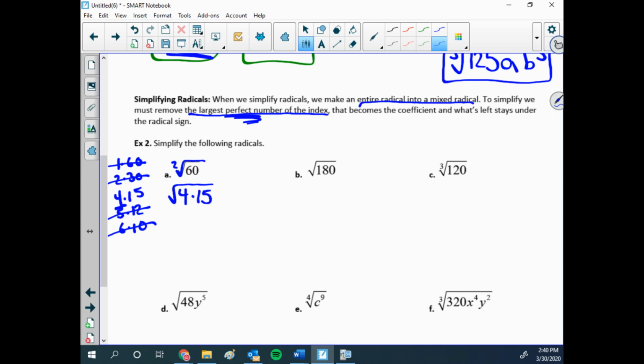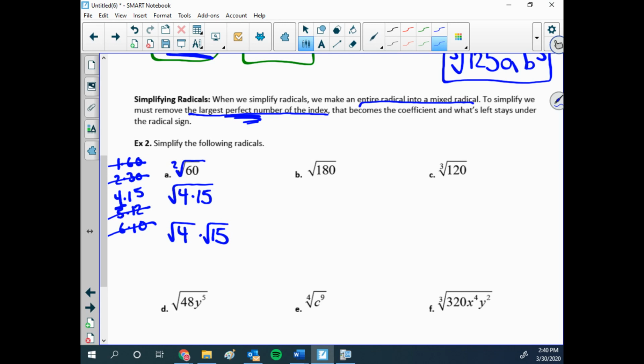I can do that because I haven't changed anything. Rather than saying 60, I just put it as 4 times 15. Those are still equivalent. I have preserved equality, so that's okay. Then what I'm doing is splitting this up: the square root of 4 times the square root of 15. Again, I haven't changed anything. I just changed the way it looked. So rather than the root being taken all together, they're being taken individually.